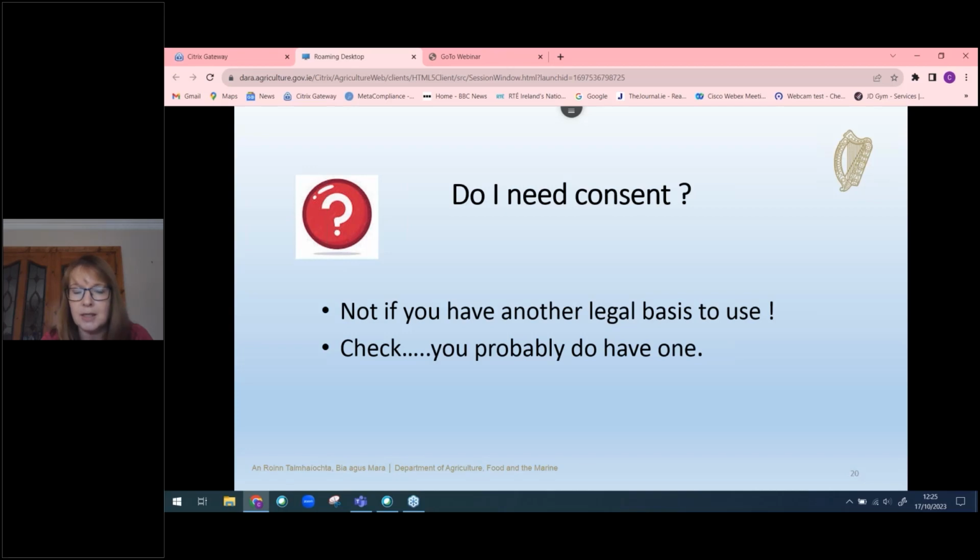You don't need consent if you have a legal basis in something else, particularly in legislation, which is a very strong one. If it states that the department must carry out a particular function, and in doing that you need the customer's personal data, then you don't need to go and seek their consent. So if you're not sure, check, but you probably do have another legal basis to rely on.